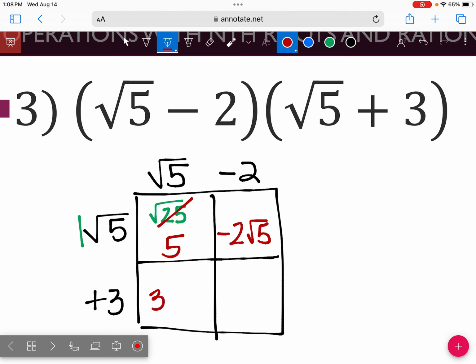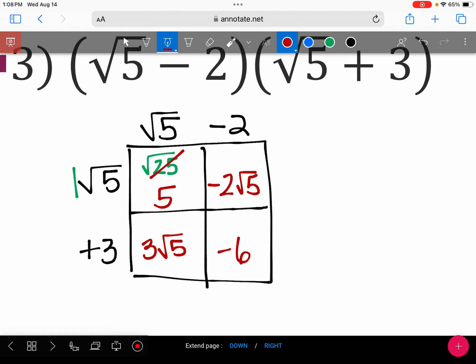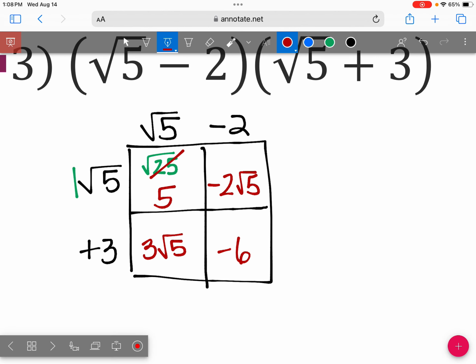3 times the square root of 5 is 3 root 5. And 3 times -2 is -6. So now that we have our squares, we're going to combine our like terms. So these two here, they're like terms. What do you get when you combine those together? -1. 5 minus 6 is -1.